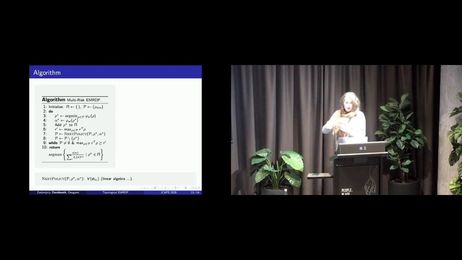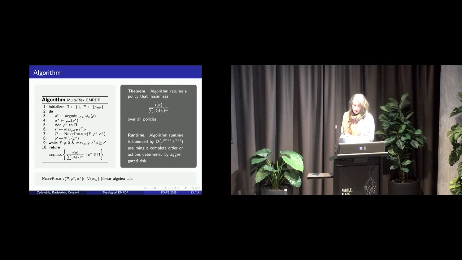This swipe over the triangulation vertices is fully programmable, which is expressed in our new multi-risk EMRDP algorithm. In line 7, you can see the next policy subroutine, and it captures the vertices of the star calculated using linear algebra means. And from what I've told you so far, we've actually just shown that the algorithm does indeed return the optimal policy for the EMRDP objective.